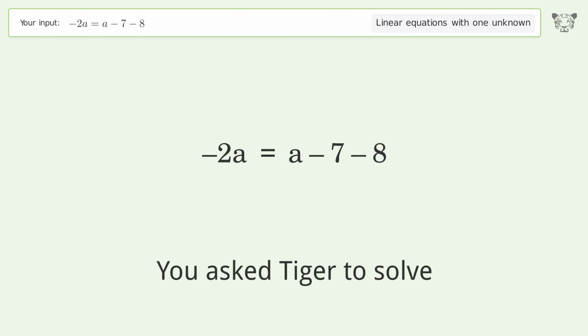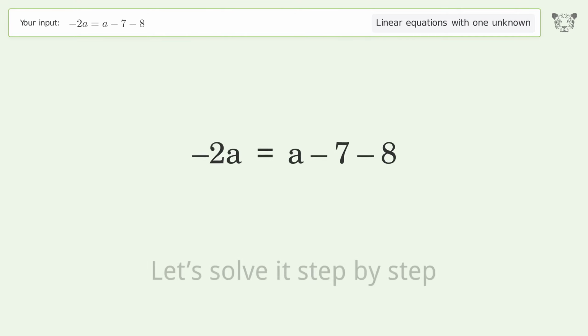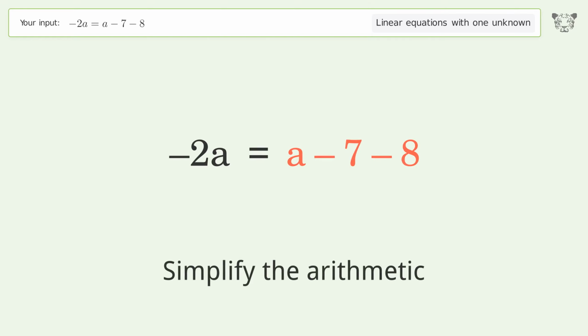You ask Tiger to solve. This deals with linear equations with one unknown. The final result is a equals 5. Let's solve it step by step. Simplify the expression. Simplify the arithmetic.